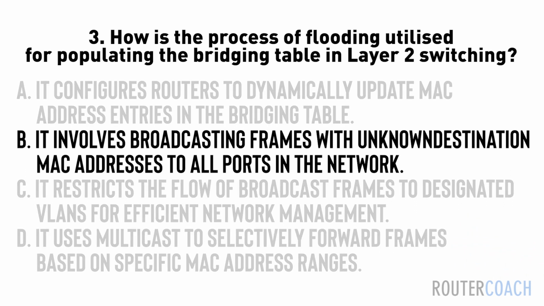The answer is B. Flooding in layer 2 switching occurs when a switch encounters a frame with an unknown destination MAC address in its bridging table. The switch then broadcasts the frame to all ports, except the one it was received on, to ensure that the frame reaches the intended device.